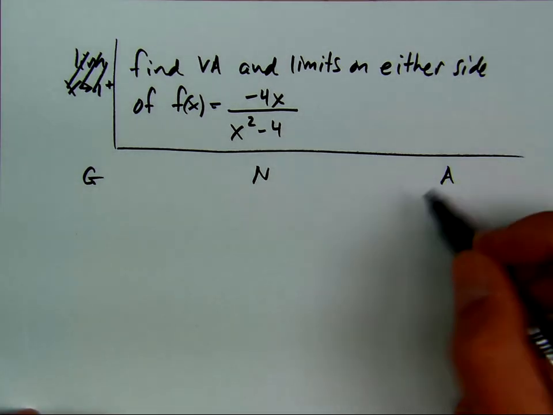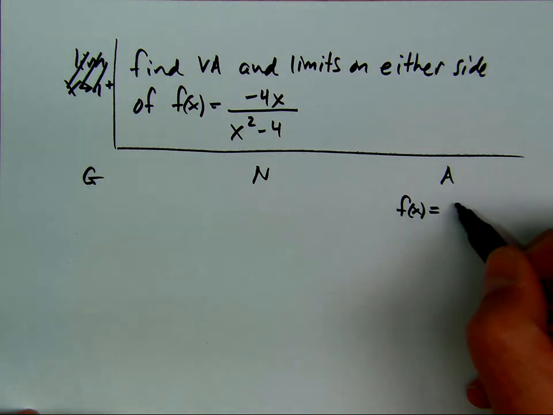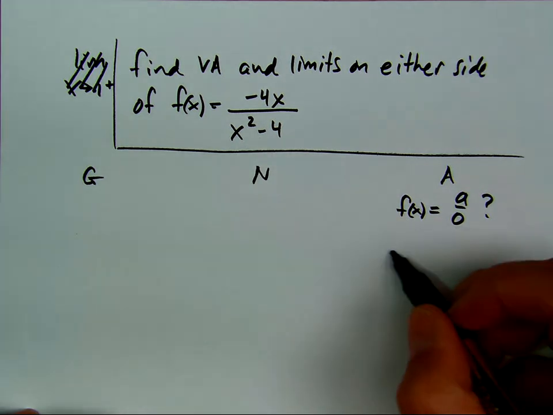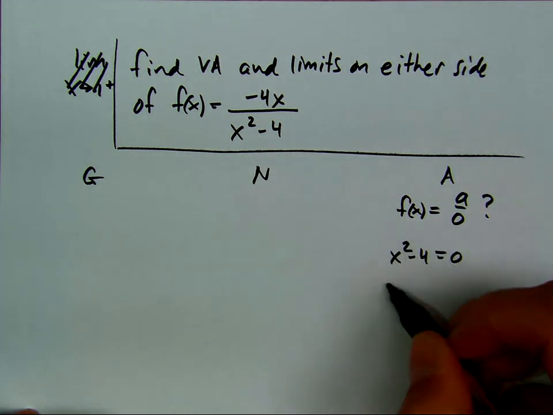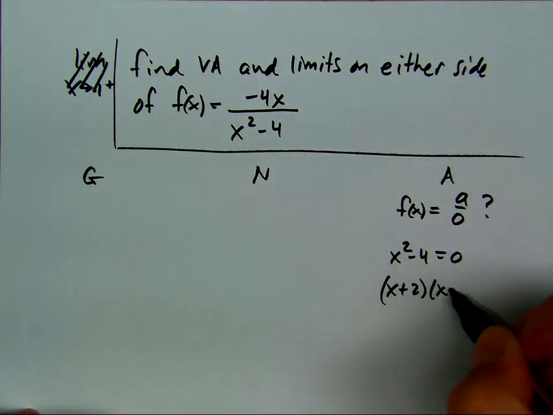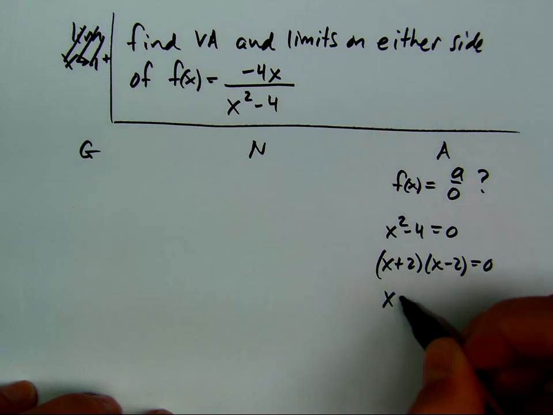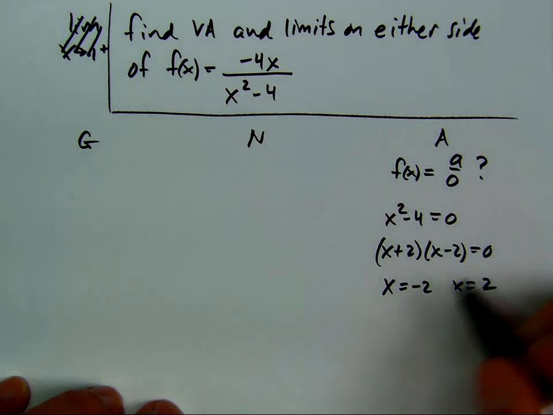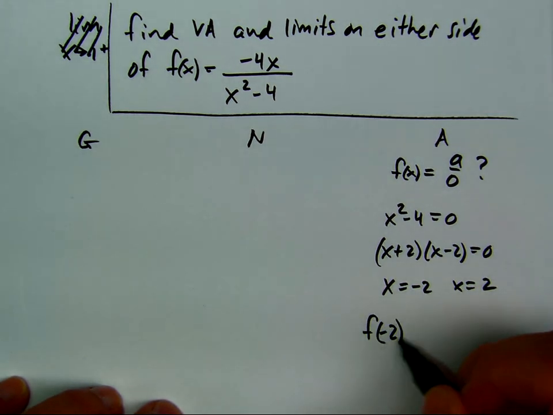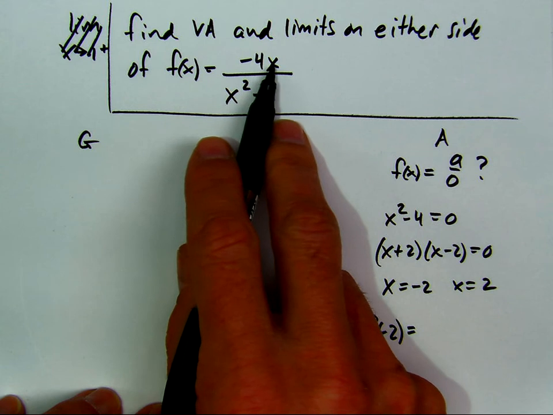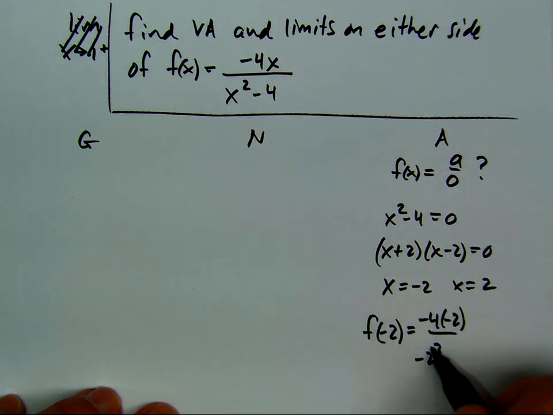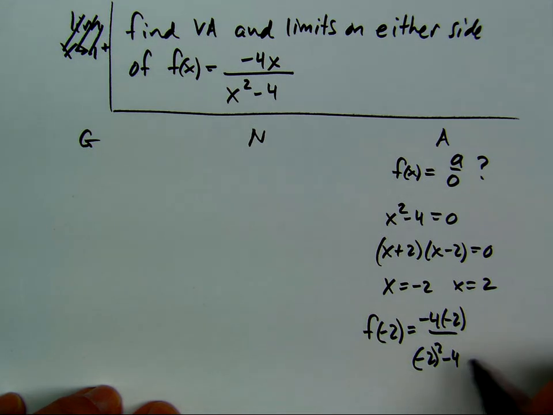Alright, we want to know, when does f of x equal a number over 0? So that means we need to know when the denominator is 0. We should check each of those. F of negative 2 is negative 4 times negative 2, and then we have negative 2 squared minus 4. That's going to be 8 over 0.